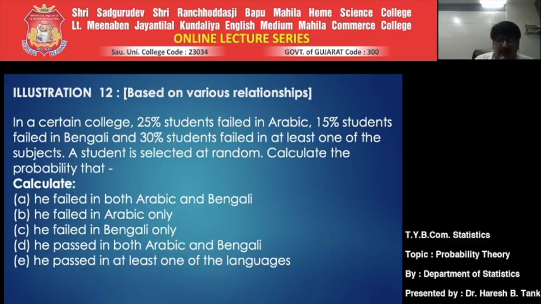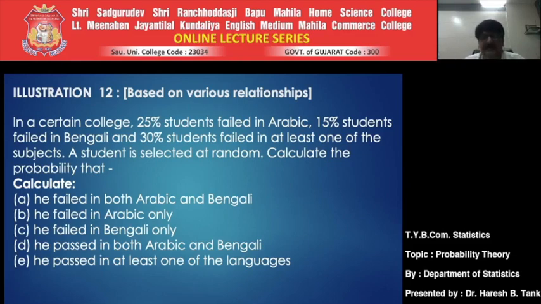First of all, in probability, what I would recommend is to read your question twice. First time you will get the information, second time just think of it, be inside the example. The example itself will speak something out of it. In a certain college, 25% students failed in Arabic. Look, there are two languages we are talking about. One is Arabic and second is Bengali, right?